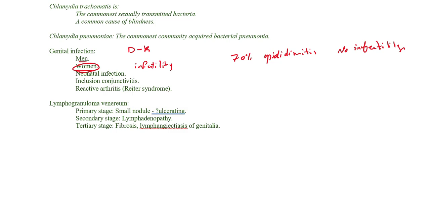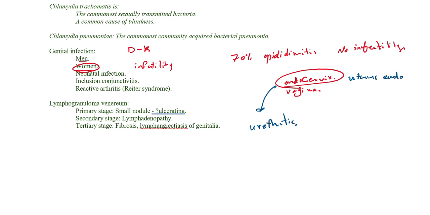So in women, it primarily affects the columnar epithelium of the endocervix. Chlamydia can't infect the squamous epithelium of the vagina. So from the endocervix, it can spread to cause urethritis, or it might spread to the uterus and cause endometritis, and the fallopian tube, and here it causes adhesions, and this is the cause of infertility in women.